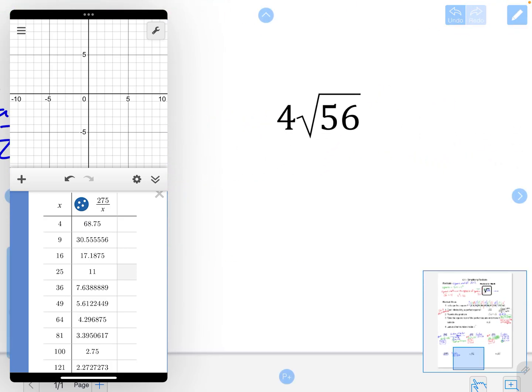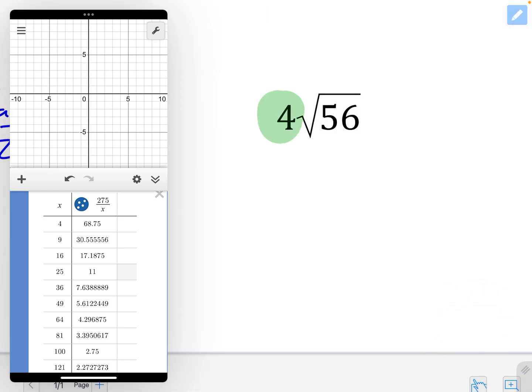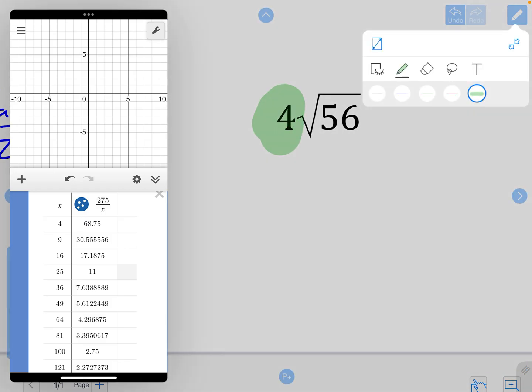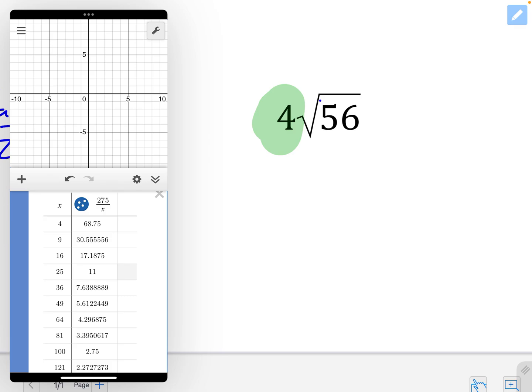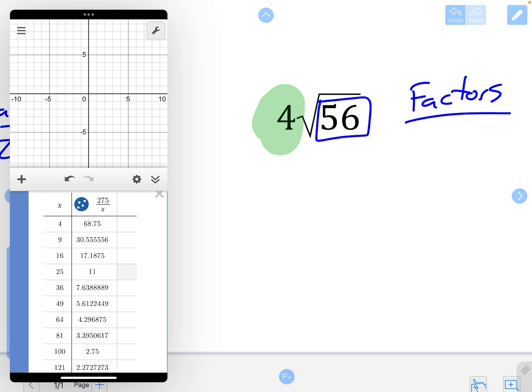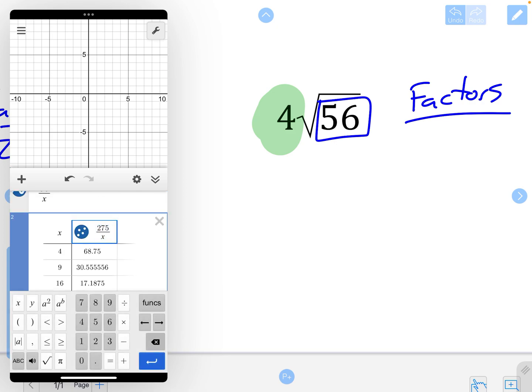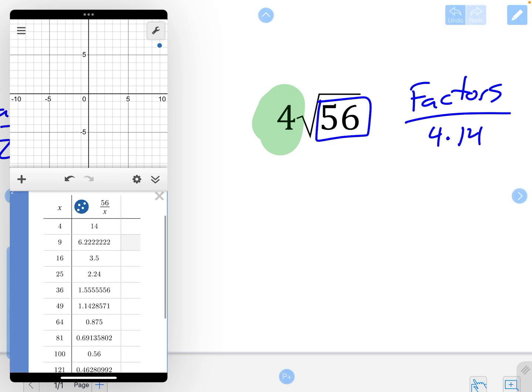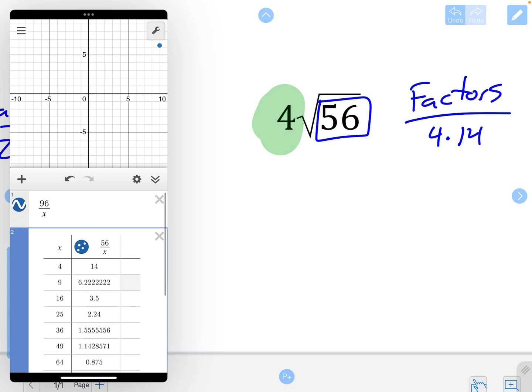All right, occasionally we're going to have coefficients outside of our square root. Our first step is still going to be to find the factors of whatever is inside our square root. So we're looking for factors of 56. I need to go to my table and change it to 56 over x. So I get 4 times 14, and that's my only option.